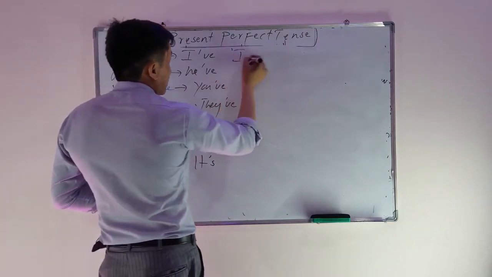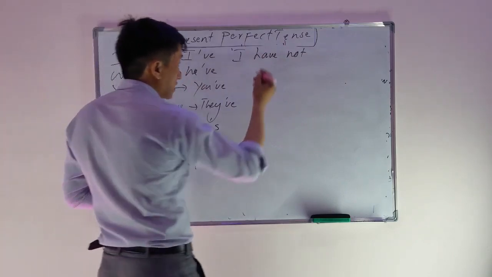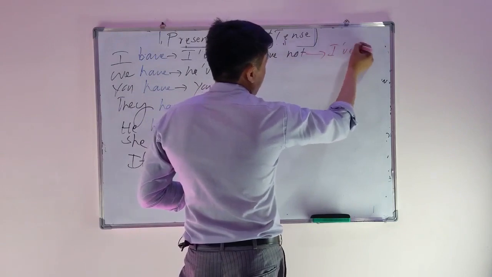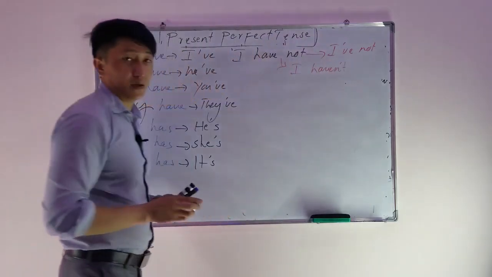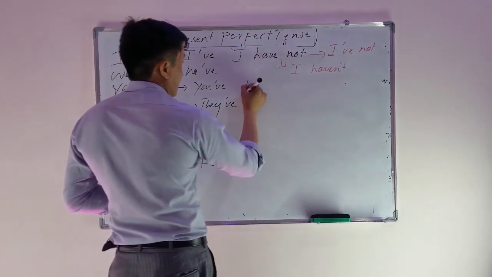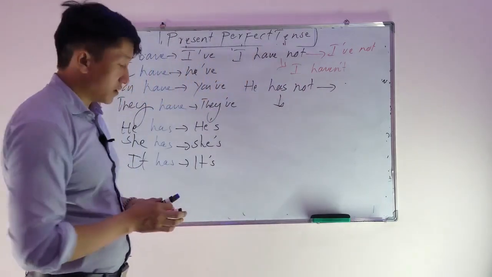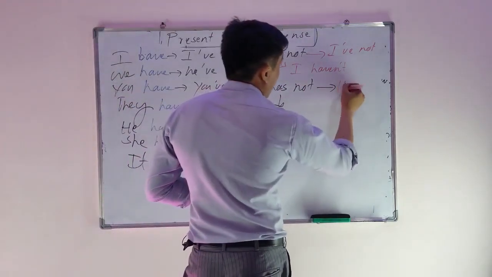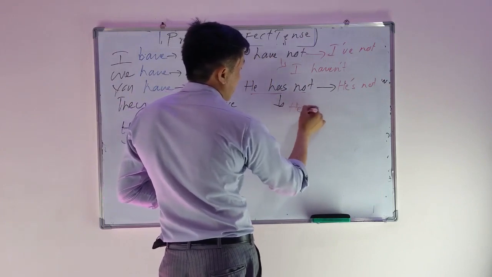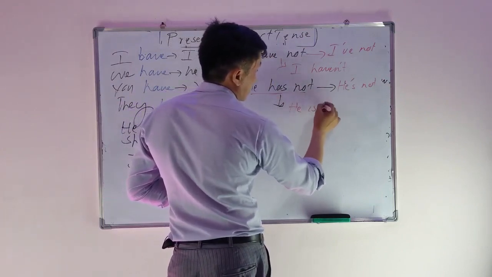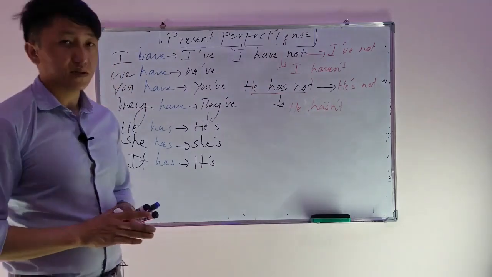But sometimes we have the negative form. If I say I have not, how should I use the contraction form? We can say I've not, or we can also say I haven't. Both of them are right. I have not, or I haven't. For he has not, the contraction could be two contracted forms. We can contract this to he's not, or we can say he hasn't.